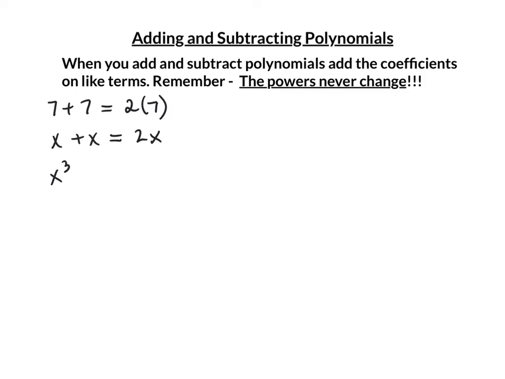If I ask you to add x cubed plus x cubed, I'll get a lot of students that want to make that x to the 6, but that is wrong. Notice above that when I add 7 and 7, there are two 7s. The 7 didn't change, it's still a 7. And x plus x became 2x's, the x didn't change, it's still an x. X cubed and x cubed, the x cubed is not going to change, it's still going to be an x cubed, but I have two of them. Don't make that x to the 6. The powers never change.